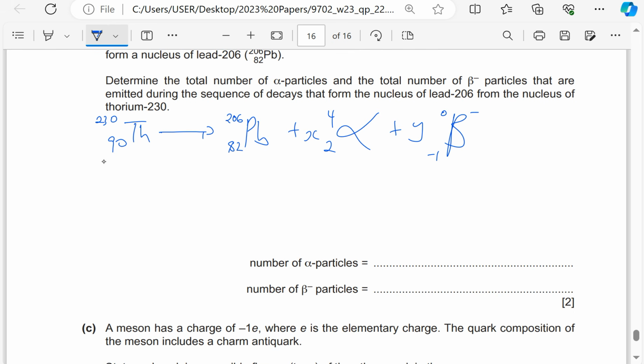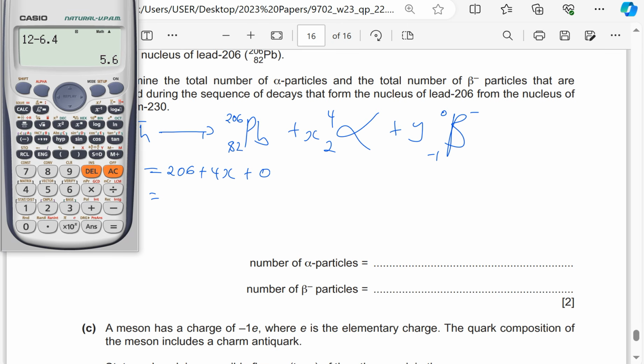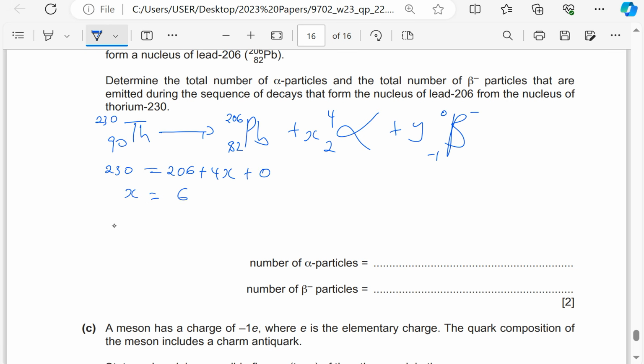So to begin with, alpha, by conservation of nuclear number, I have 230 on the left, which should be equal to 206 plus X times 4, which is 4X, plus Y times 0, which is 0. So this gives me X. X is 230 minus 206 divided by 4. So X is 6. So there are 6 alpha particles.